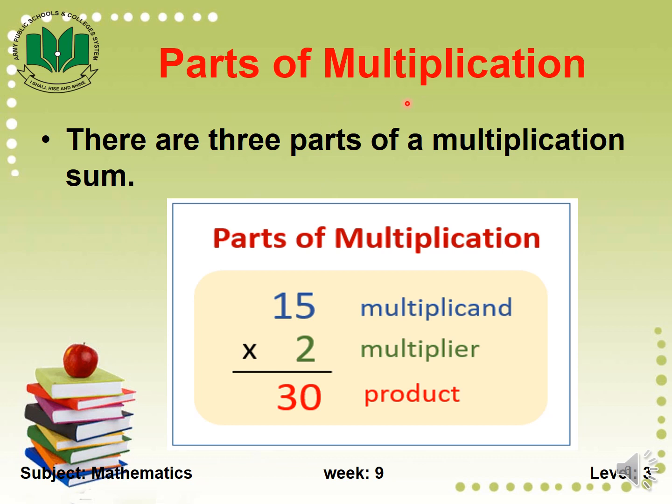Parts of multiplication. Students, there are 3 parts of our multiplication sum. Here is our multiplication sum, and these are parts of our multiplication sum. Number 1 is multiplicand, number 2 multiplier, and number 3 product. This 15 on the top is multiplicand. This number 2 is multiplier, and the number 30 under this line is called as product.